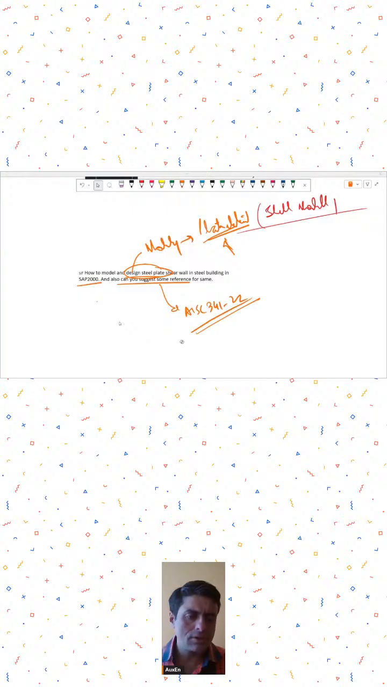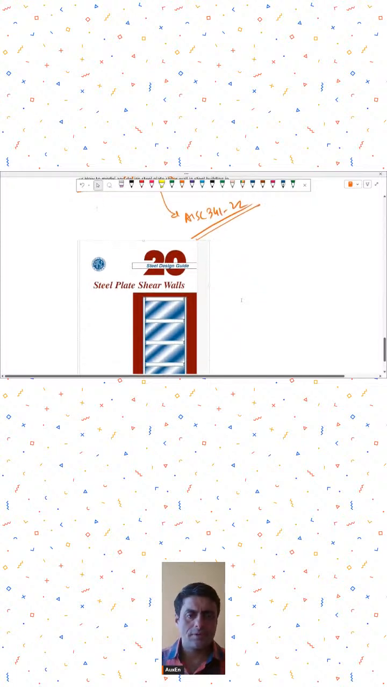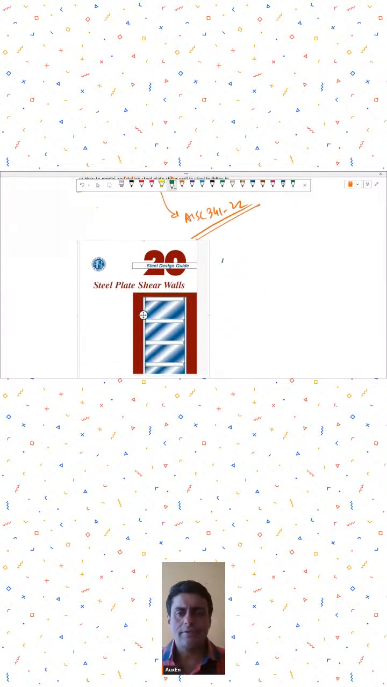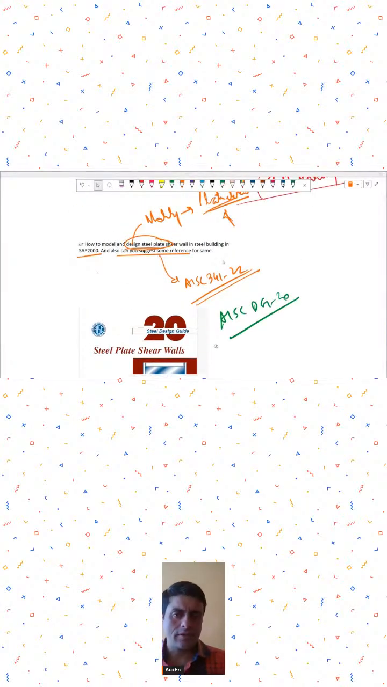For steel shear walls, there is one document, I guess. I'm not getting it. Steel shear wall. Okay, so there is an AISC Design Guide number 20 for steel plate shear walls, so you can refer to that also. You can refer to this Design Guide 20 for steel plate shear walls, or you can refer to AISC 341 for that.